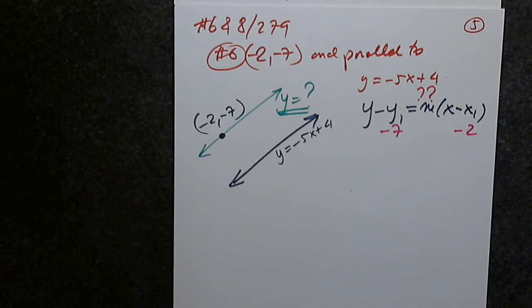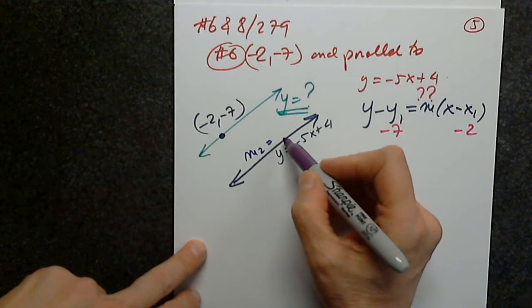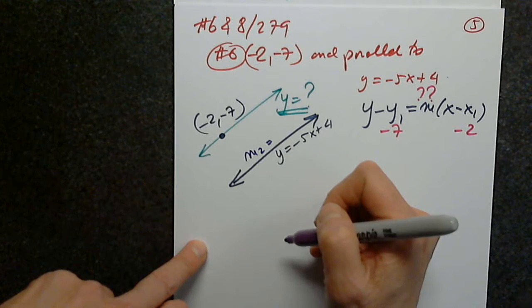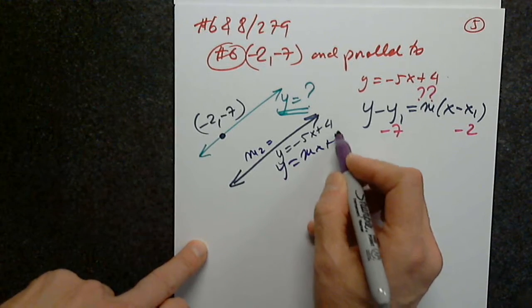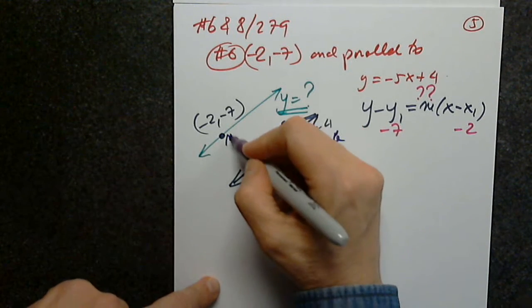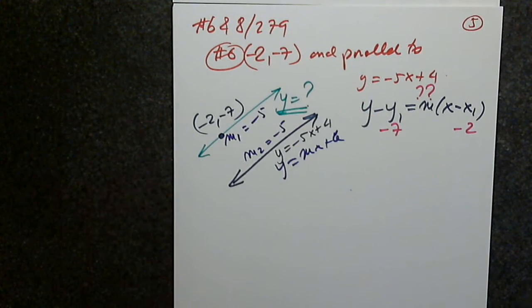What is the slope of this line? I'm going to call it M2. Isn't that the slope from y equals mx plus b? Good. So what is the slope? Without x. X has nothing to do with it, right? So then what is the slope of the green line? Why is that? Because they're parallel. So I found the slope. I have a point. Can I determine the equation of that line? I only have to plug it in.